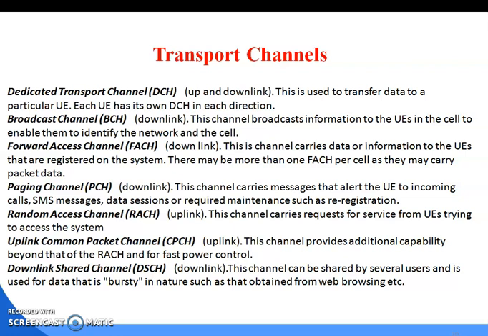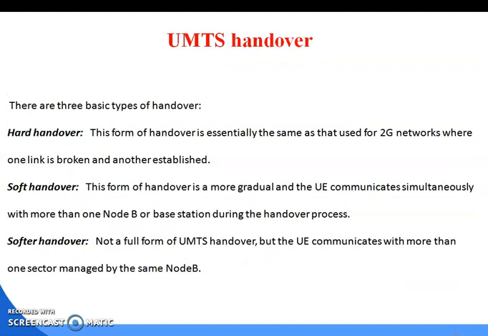This channel carries the information required for service from a UE trying to access the system. And another is the uplink common packet channel, then a downlink shared channel, DSCH. Next we come to the handover process. Like the GSM mobile system, UMTS handover is also there.